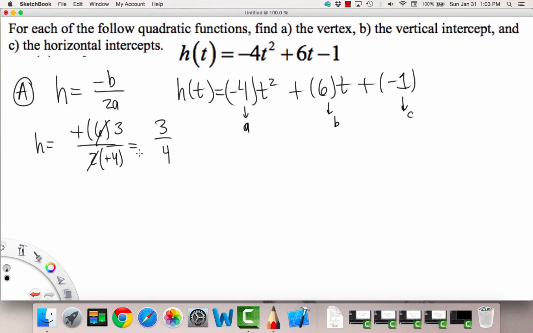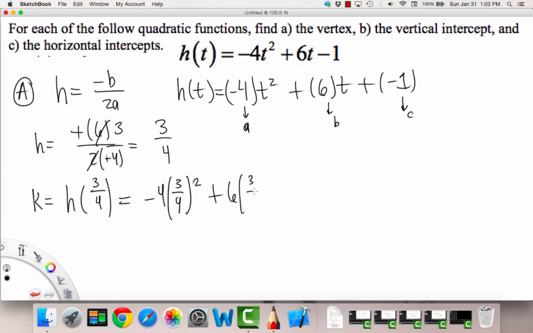So now to find k, we just plug that into our formula. So k is equal to h of 3 over 4. This is going to equal negative 4 times 3 over 4 squared, plus 6 times 3 over 4, and then minus 1. When you simplify all of this out, we're just going to get 5 over 4. We just do the math. So our vertex is 3 over 4, comma, 5 over 4.